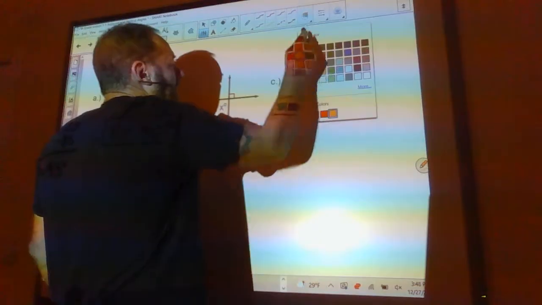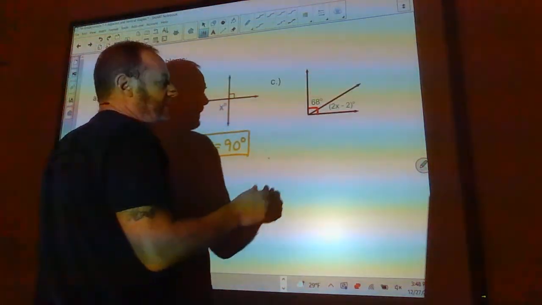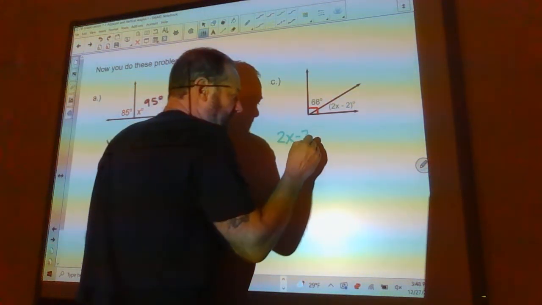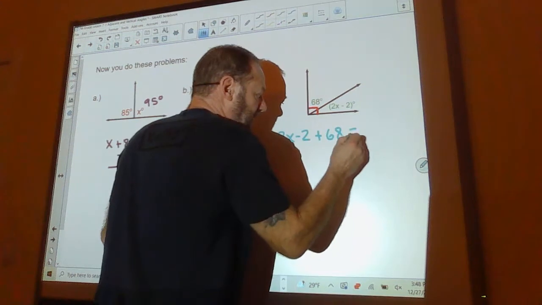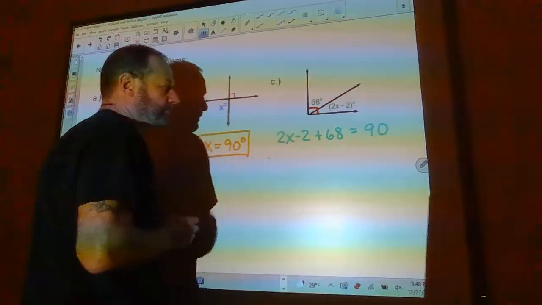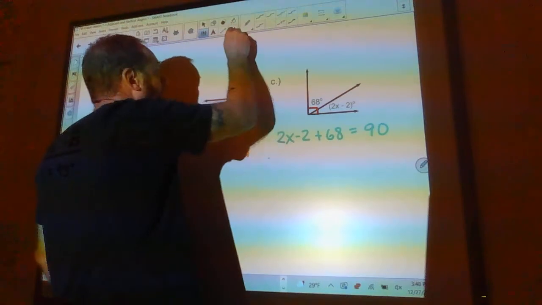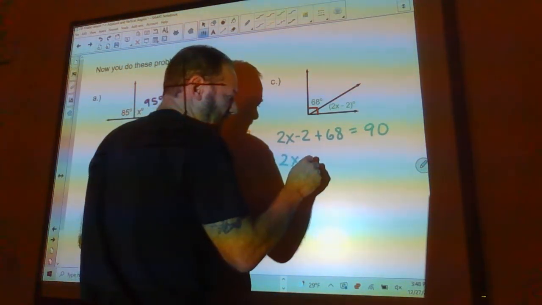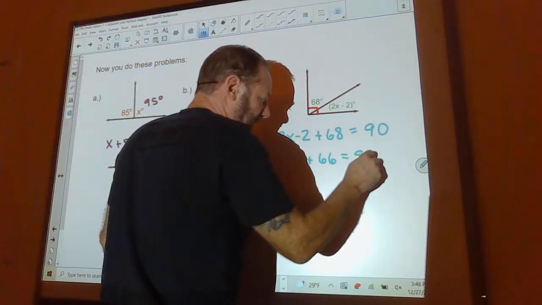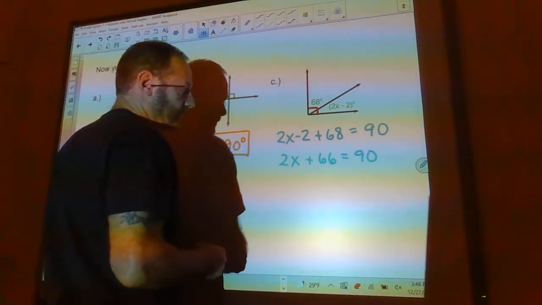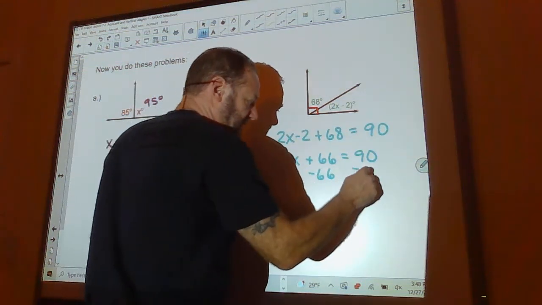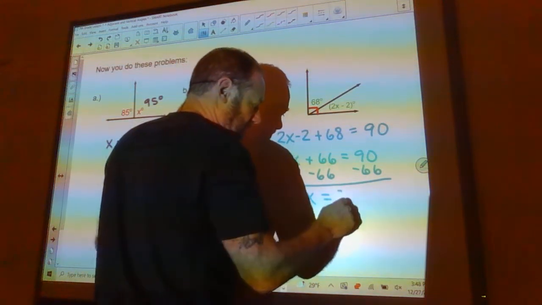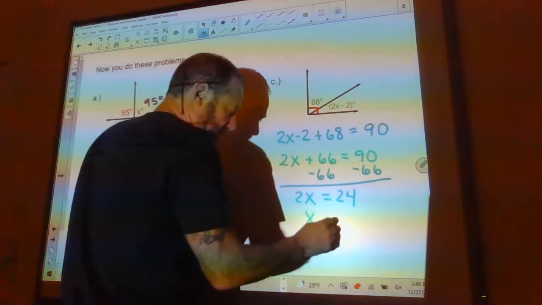Then we got this one. I know these two angles add up to 90. They're complementary. So 2x minus 2 plus 68 has to equal 90 degrees. I can combine my like terms here, so 2x plus 66 equals 90. I can subtract 66 from both sides. So 2x is 24, and so x is 12.